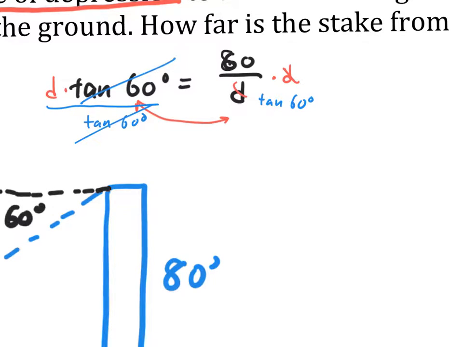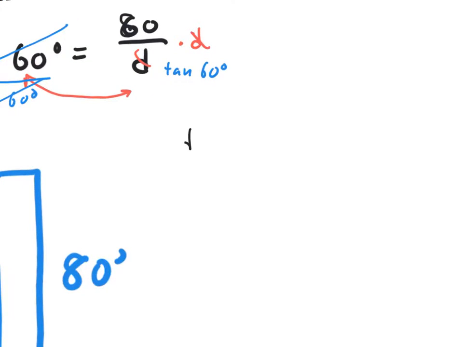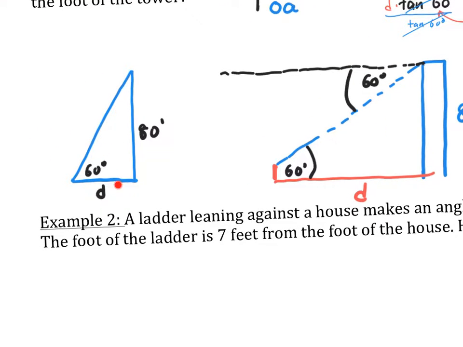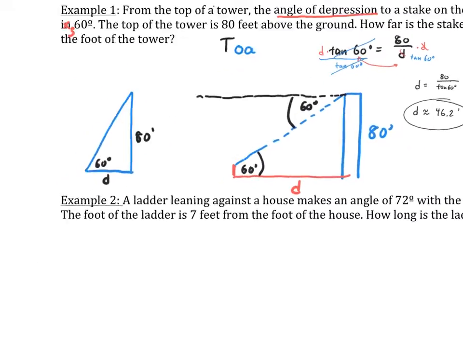So let's change that. And because of that, it's as simple as whenever we have this in the denominator, we can just do a quick switch there. So here's actually going to be the solution, 80 feet divided by the tangent of 60 degrees. So we're going to punch that into our calculator to get an approximate value. And we get approximately 46.2 feet. So how far away is the stake from the tower? About 46 feet there.